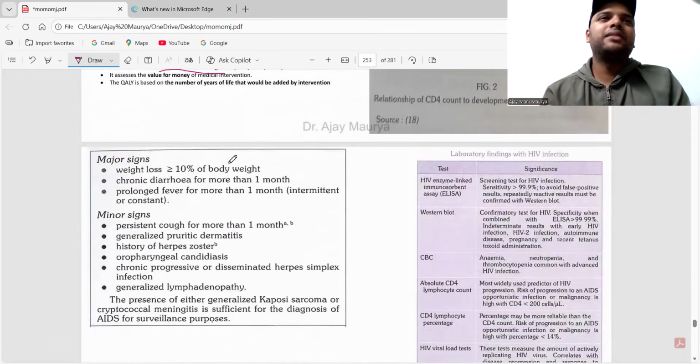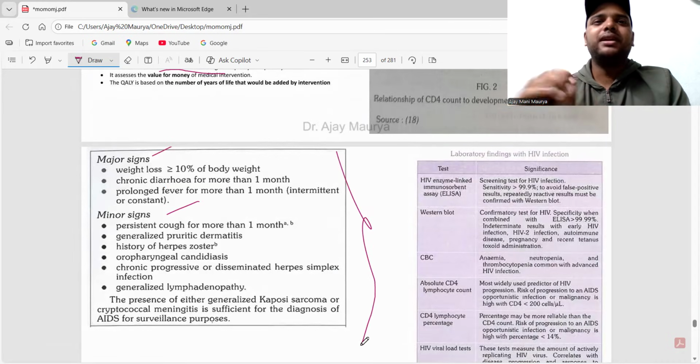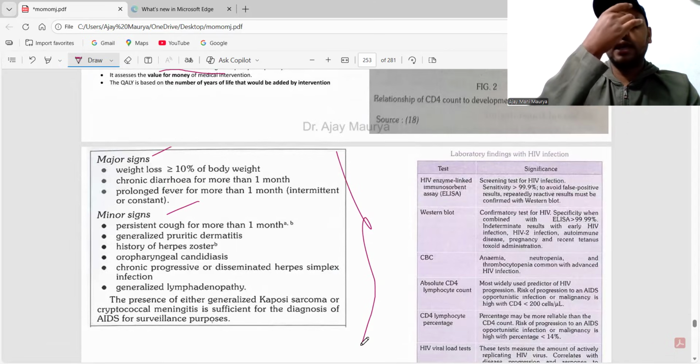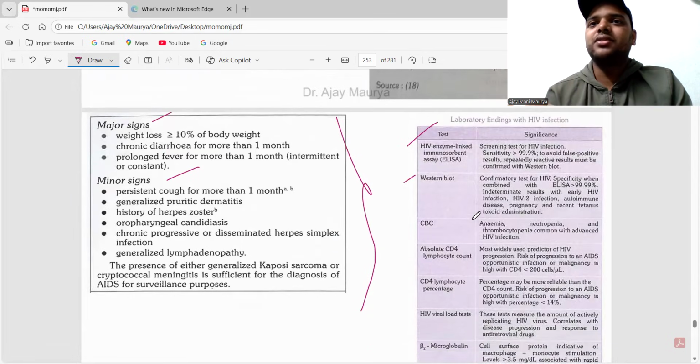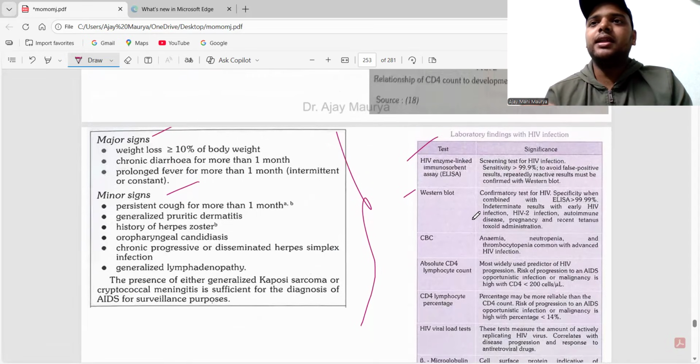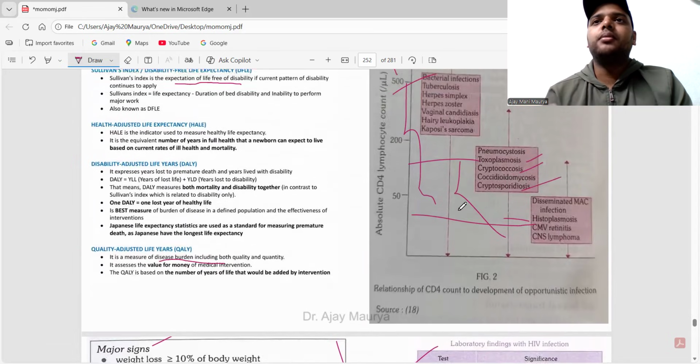Coming to HIV, what are the major and minor signs? They're not going to ask you in the exam, but I kept this for your knowledge. Which is the confirmatory test for HIV? It is the Western blot. Which is the screening test for HIV? It is the ELISA test. As I said earlier, you have to know the CD4 count. Here you have to remember this.